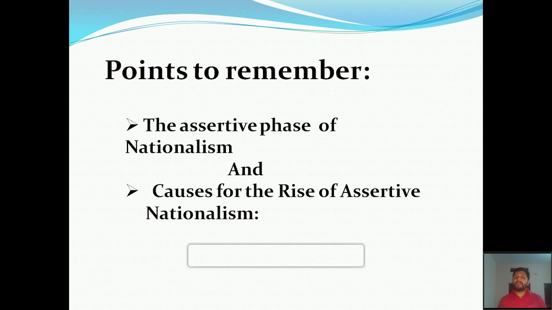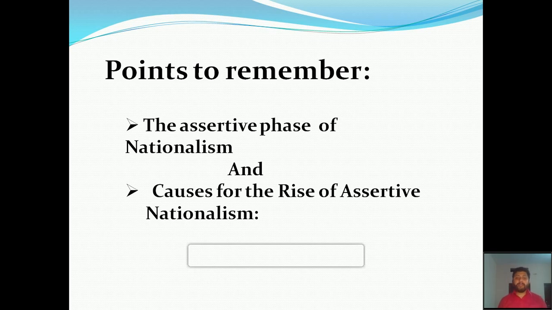In the last class, we were focusing on two important points. First one, the assertive phase of nationalism, or assertive nationalism. Under this title, we were seeing a few points, like who were known as assertive nationalists, what was their main motive, their main philosophy and their main activities, and why they were known as assertive nationalists. So all those points we were discussing under this particular title.